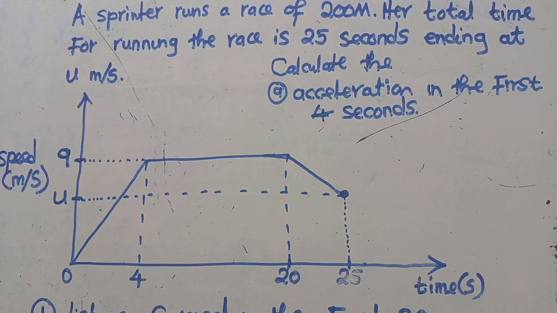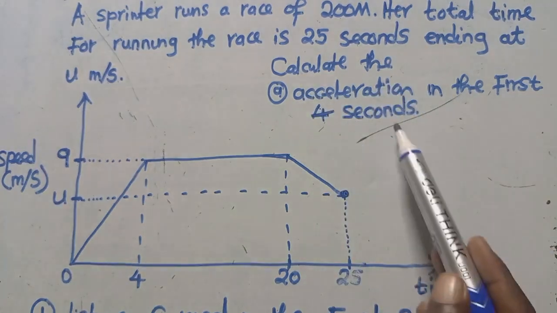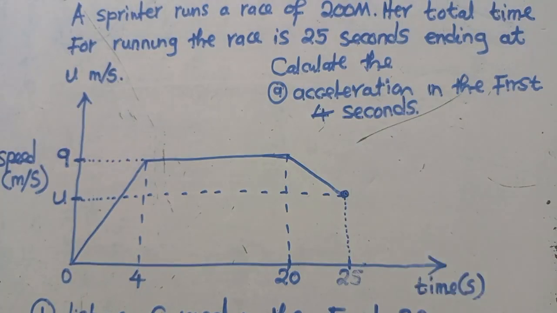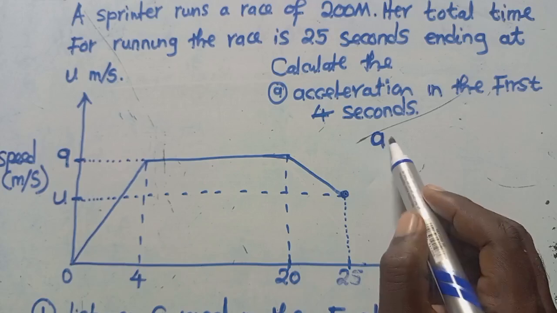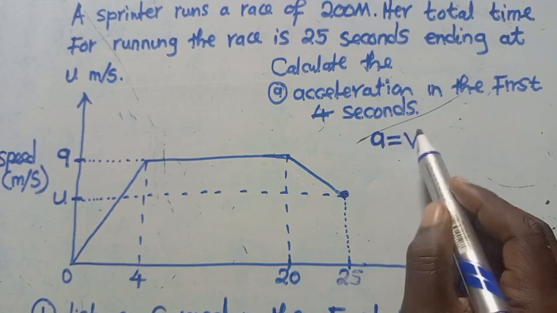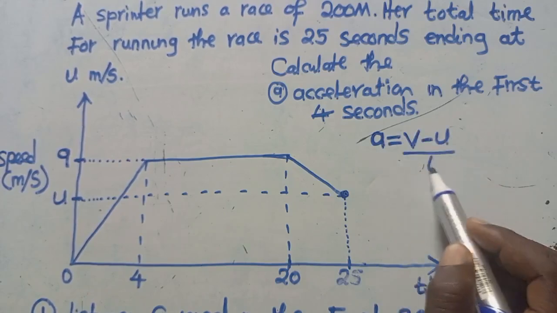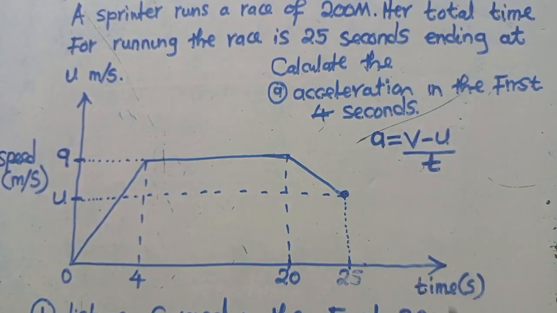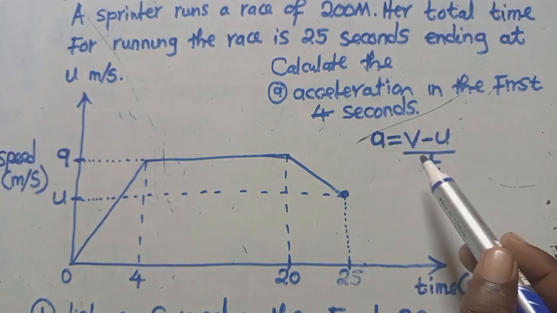The question is saying, calculate the acceleration in the first 4 seconds. Before we go any further, first of all, we need to write the formula for acceleration. Acceleration is equal to final velocity minus initial over time. This is the formula we are going to use.